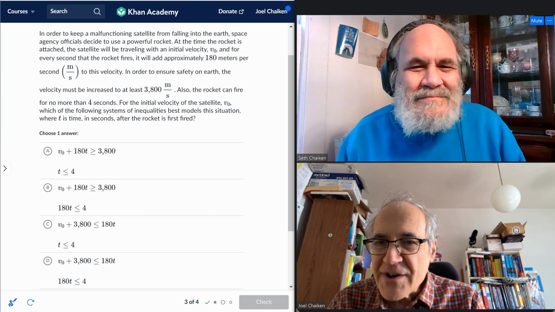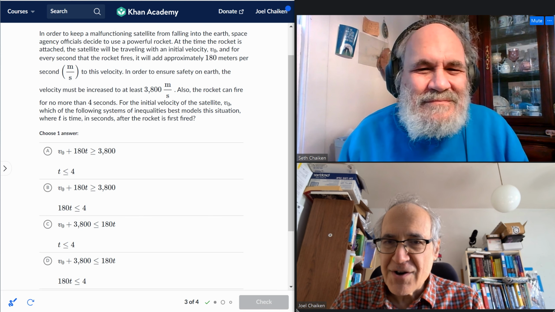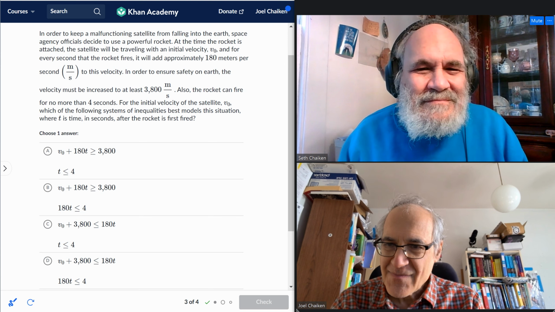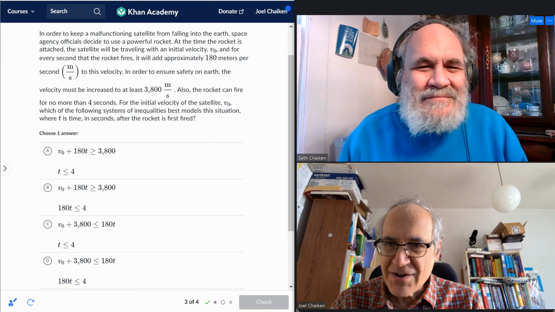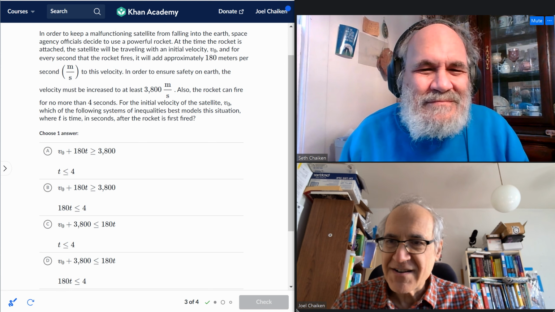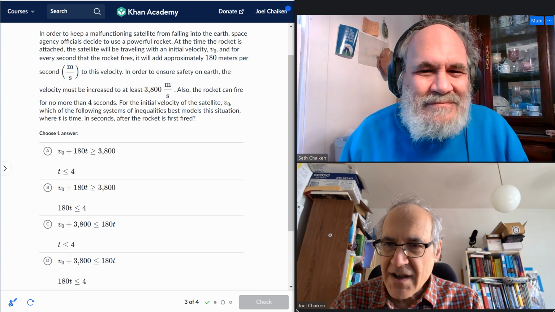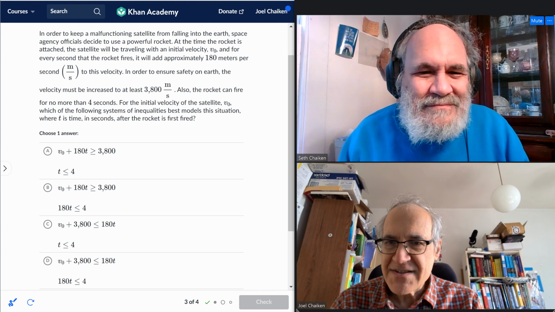In order to ensure safety on Earth, the velocity must be increased to at least 3,800 meters a second. Also, the rocket can fire for no more than 4 seconds. For the initial velocity of the satellite v0, which of the following systems of inequalities best models the situation, where time is in seconds?